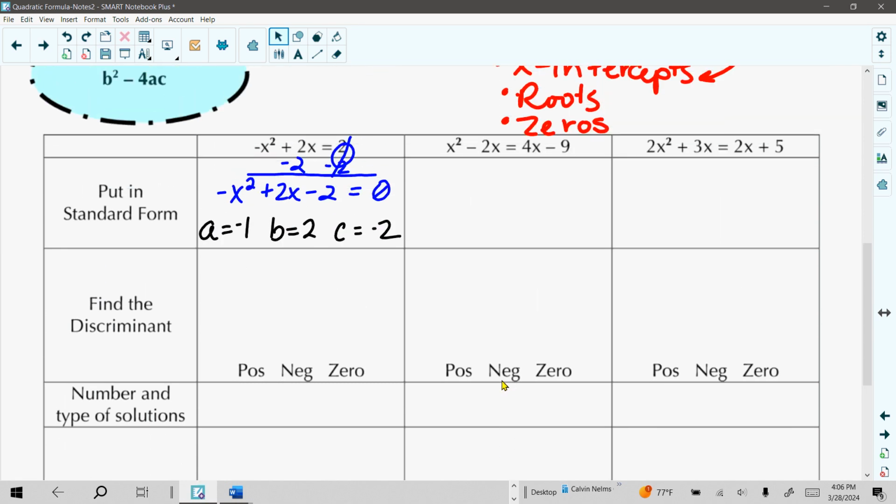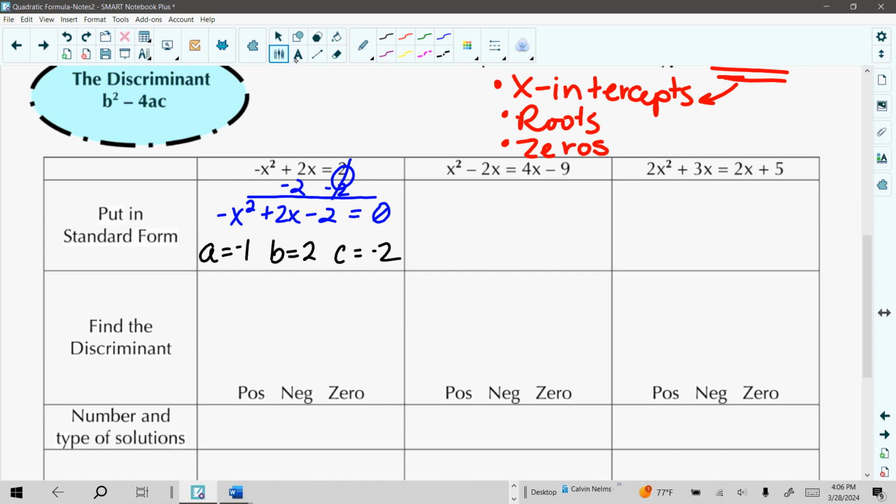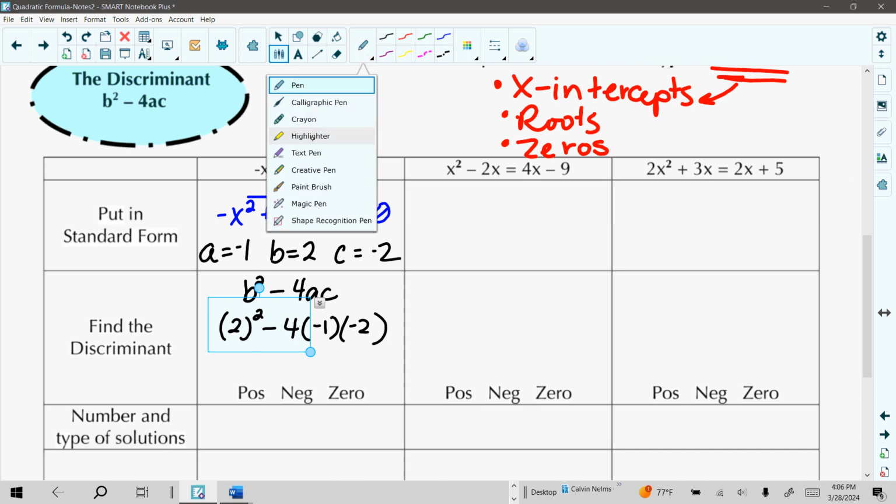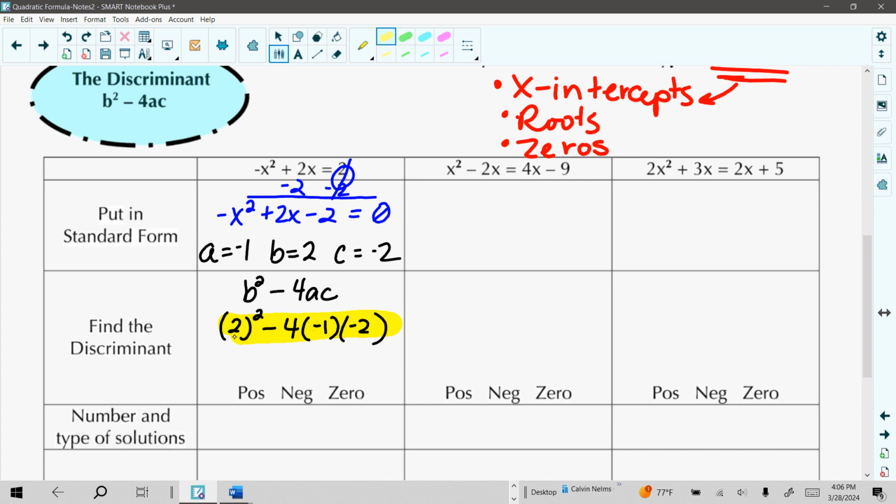Now, what we're going to do is find the discriminant by putting what we have here in the form that says b squared minus 4ac. Okay, let's try that. So when I substitute, this would be 2 in parentheses squared minus 4 times my negative 1 times my negative 2. And we want to check to see what this solution is going to be. So this is the part we are putting in the calculator.